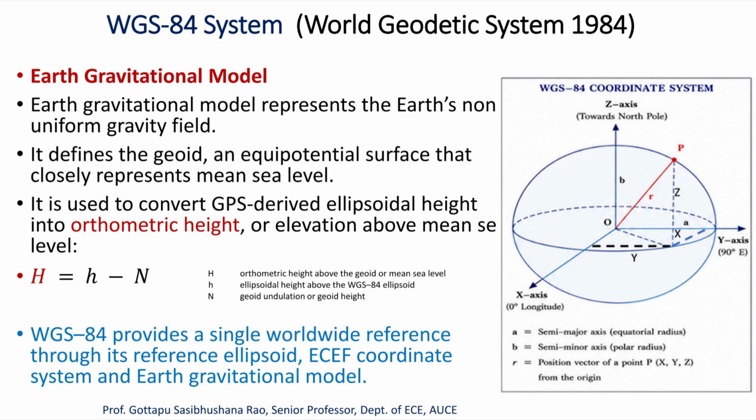To summarize our height parameters, capital H represents the orthometric height above the geoid or mean sea level, lowercase h is the ellipsoidal height above the WGS-84 ellipsoid, and N denotes the geoid undulation or geoid height.